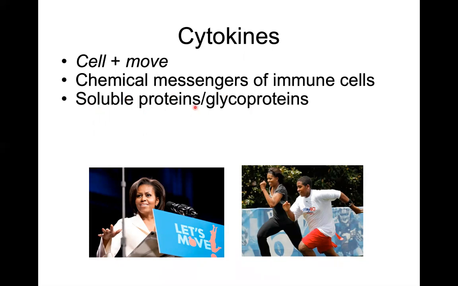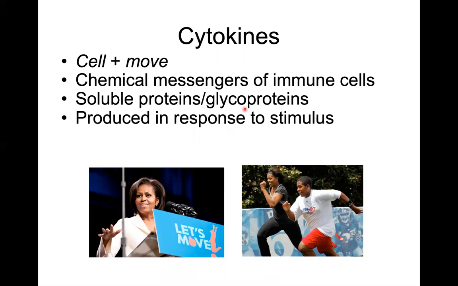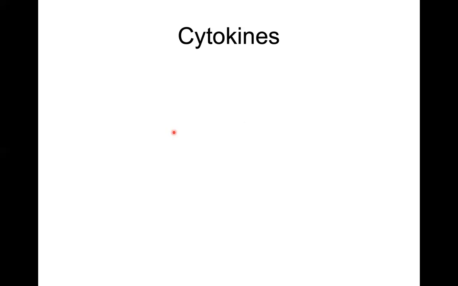They all are soluble proteins or glycoproteins, and they're produced in response to some type of stimulus, right? And then since they are a protein or a glycoprotein that has to be received by the target cell, it's receptor specific. So some other cell has to be able to recognize this particular type of cytokine. And so these are the different versions of the classes of the cytokines.